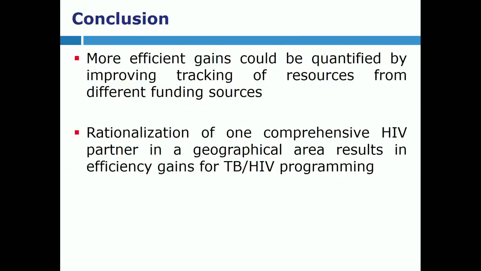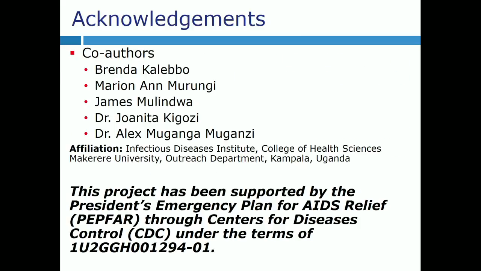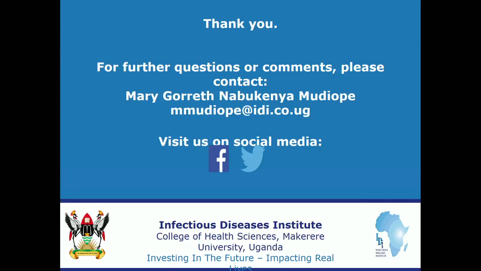So from here, the conclusion is more efficiency gains could be quantified by improving the tracking of resources from the different funding sources. And rationalization of one comprehensive HIV partner in a geographical area results in efficiency gains for TB/HIV programming. I've presented this on behalf of the team, and this project has been supported by the President's Emergency Plan for AIDS Relief through the CDC under those terms and conditions. Thank you very much.